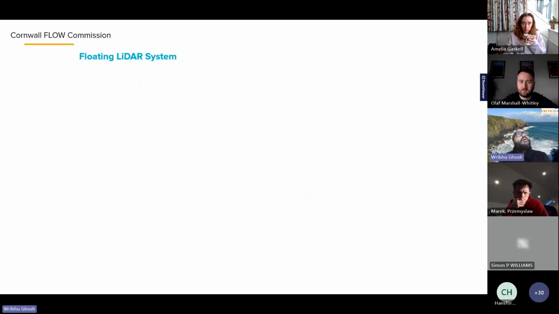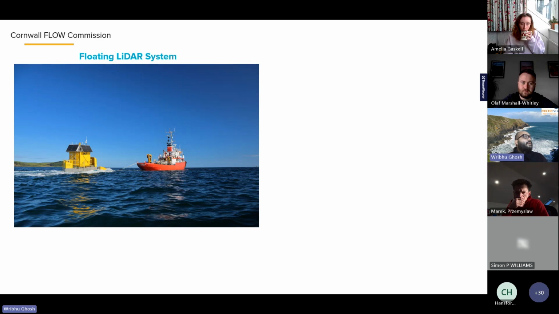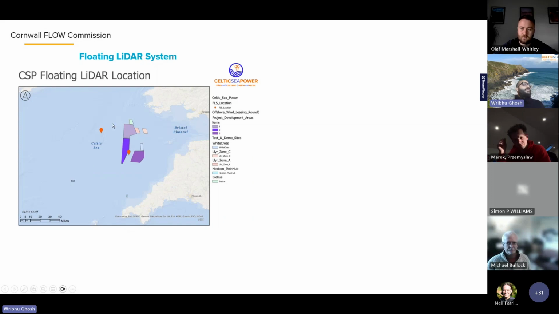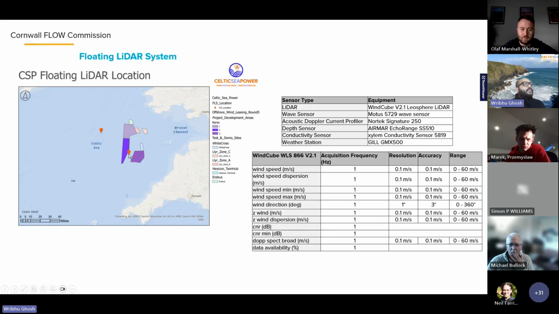This leads to our floating LiDAR campaign, and we wanted to bridge the gap in the understanding of what we have. This is the LiDAR system being deployed on a very sunny day in Cornwall. This is where our LiDARs have gone. So this is LiDAR 1, LiDAR 2. We would call them WinC 6 and WinC 21. Going forward, these are the three PDAs. These are the test and demo sites.